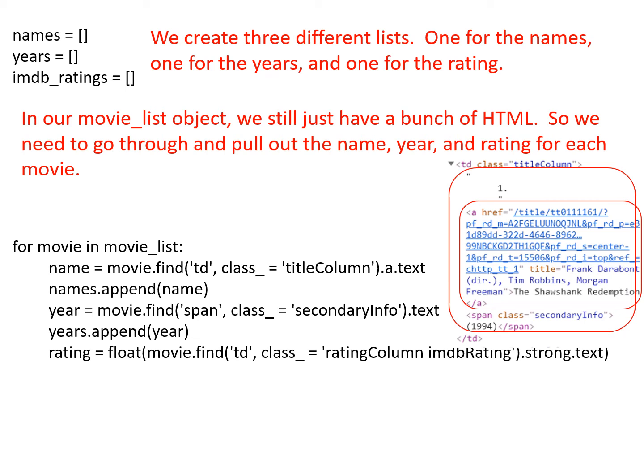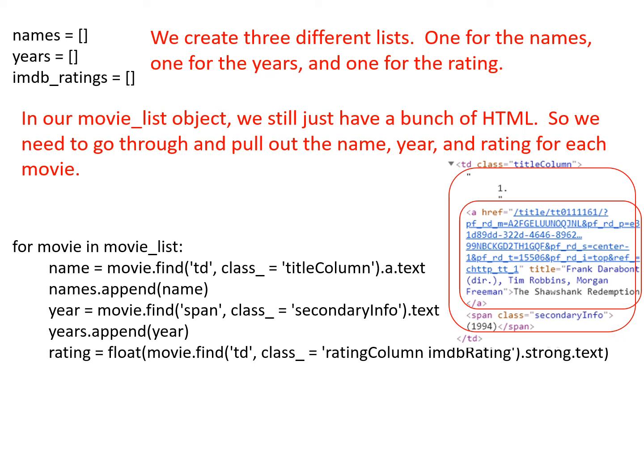Now we'll do the same thing for the rating. You don't see the HTML for that, but the rating would be found inside the TD with the class of rating column, IMDb rating. But there's also a strong tag inside the TD tag, so you need to go inside that extra tag of strong and get the text.